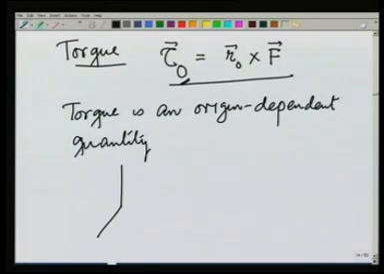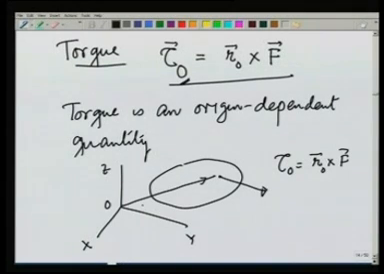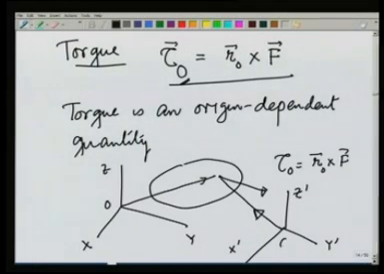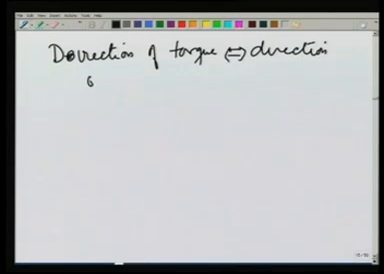For example, let us take x, y and z axis. Let us take a body here. If I apply a force at this point, in this origin, the torque would be r cross F, let us say r_O. On the other hand, if I have a different frame of reference centered at O prime, the torque you can see is going to be different. How do we relate the direction of torque to direction of rotation?